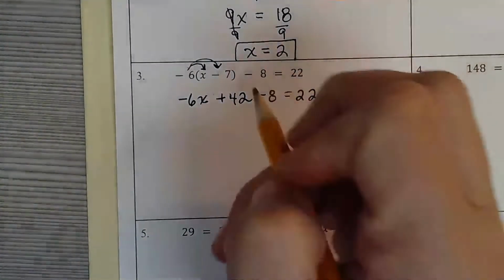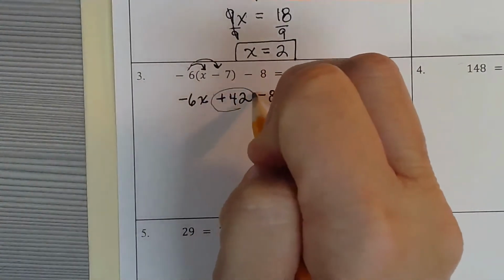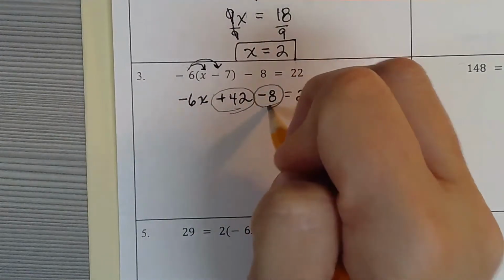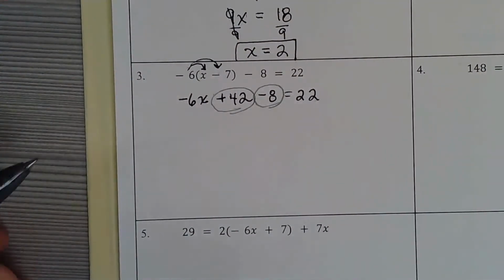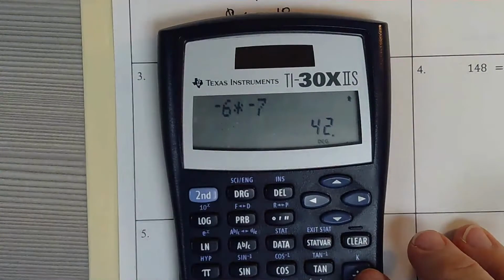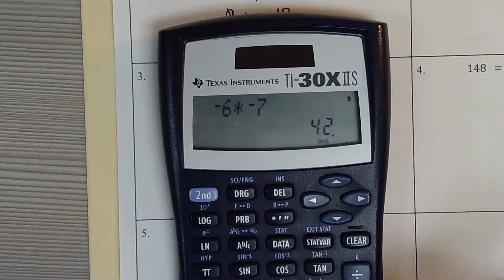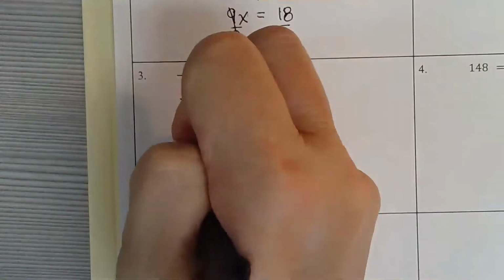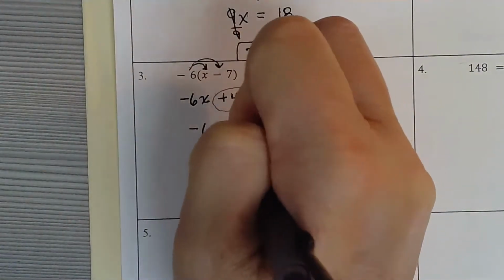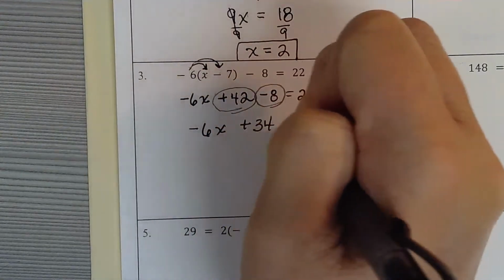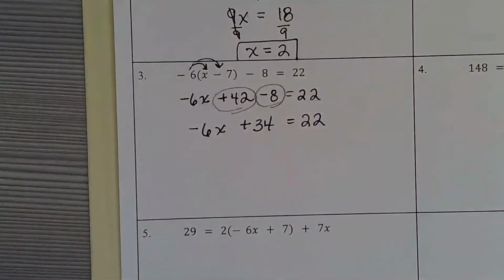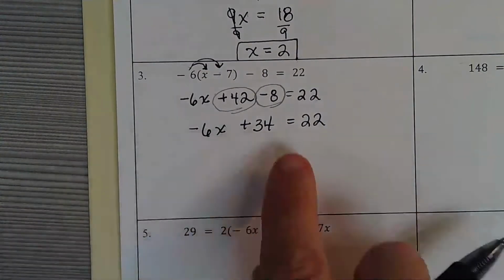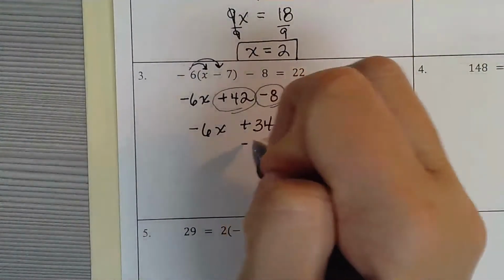So I'm going to combine this and this, a 42 and a -8. Now, we already have 42 in the calculator. -8 is 34. So -6x, positive 34, it equals 22. Next step, get rid of this plus 34 by subtracting 34.